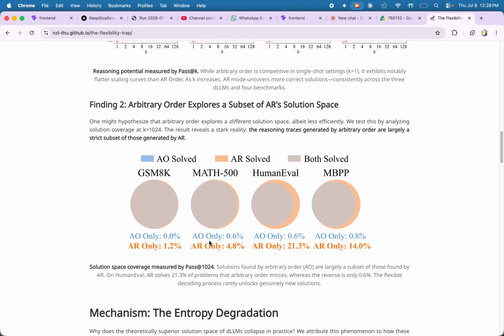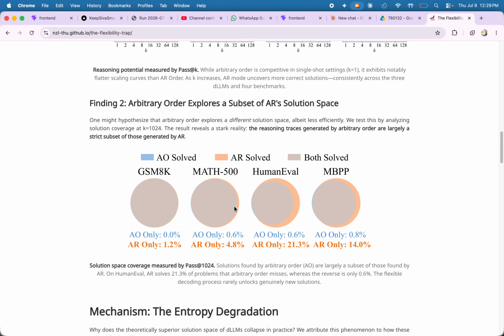We are going to set k equal to 1024. When we do that, we figure out the reasoning traces generated by arbitrary order are largely a strict subset of those generated by AR. So basically, whatever the arbitrary order generates is just a subset of what the actual order, what we do after RL, generates. The left to right is a superset of that.